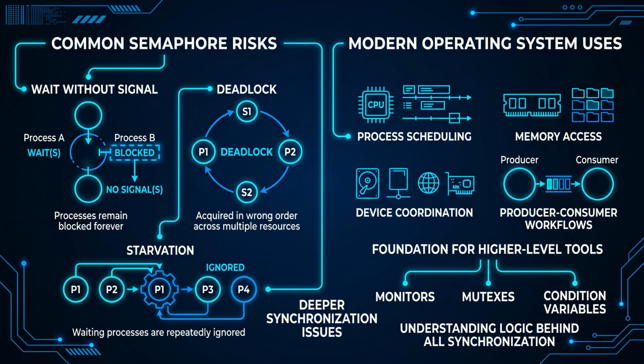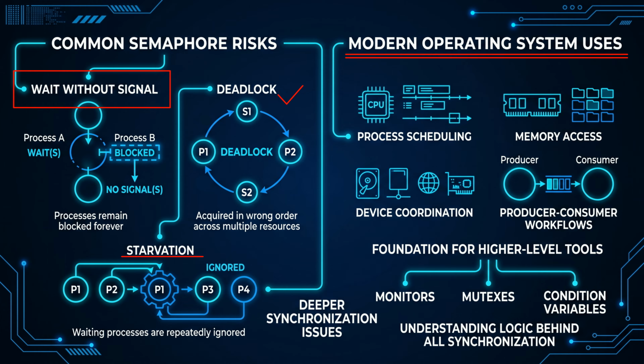Semaphores are powerful, but they must be used carefully. If a process performs wait and never performs signal, other processes may remain blocked forever. If semaphores are acquired in the wrong order across multiple resources, deadlocks can happen. If some waiting processes are repeatedly ignored, starvation can occur. These are deeper synchronization issues that we will cover later. So while semaphores solve many problems, careless use can create new ones.